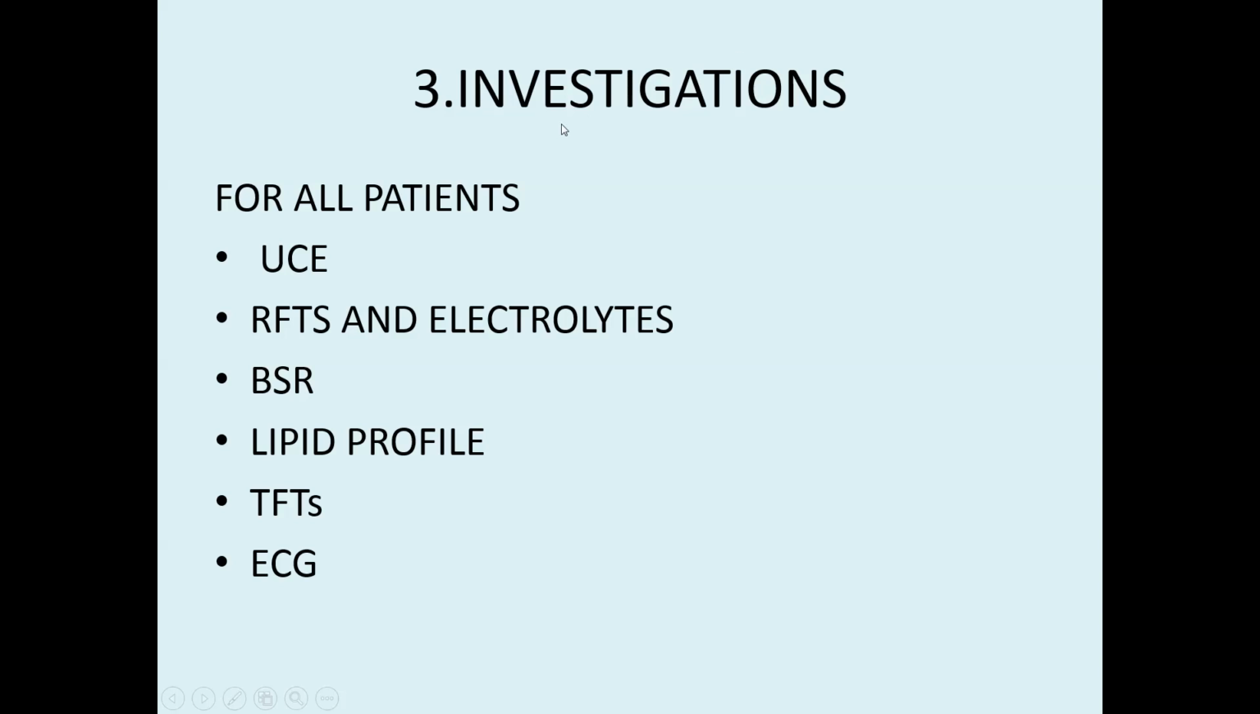So investigations, for all patients who have been diagnosed hypertensive for the first time, you have to rule out kidney disease or some endocrine problem related to kidney. So you have to go for urine complete examination, renal function test and electrolytes including sodium, potassium, chloride and bicarb. Blood sugar and lipid profile to rule out metabolic syndrome. Thyroid profile, as I told you, is very important, and ECG.